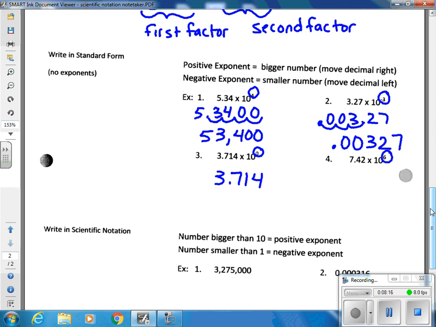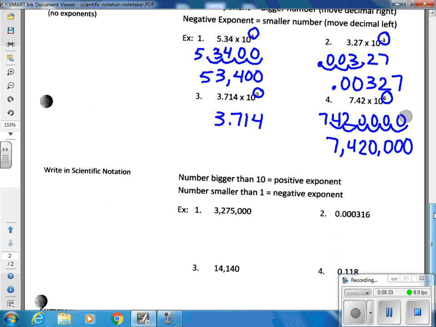Then with the power of 6, that's positive, so I'm going to go right. So for 7.42, 1, 2, 3, 4, 5, 6, fill them in. And then from the back, put your commas, so it'll be 7,420,000. Right? And that's going from scientific to standard. So now let's take a look at the reverse.